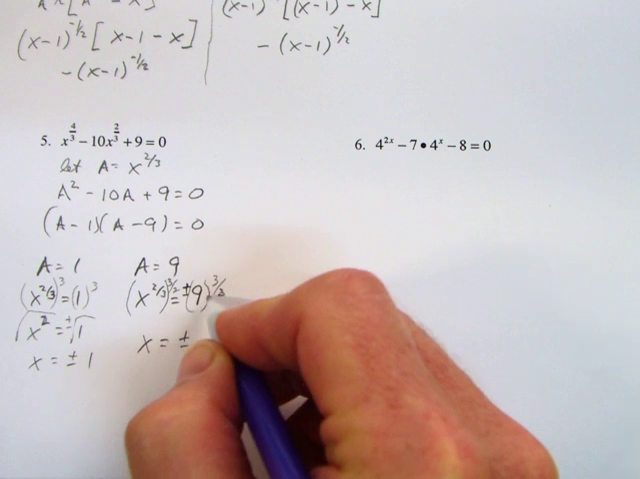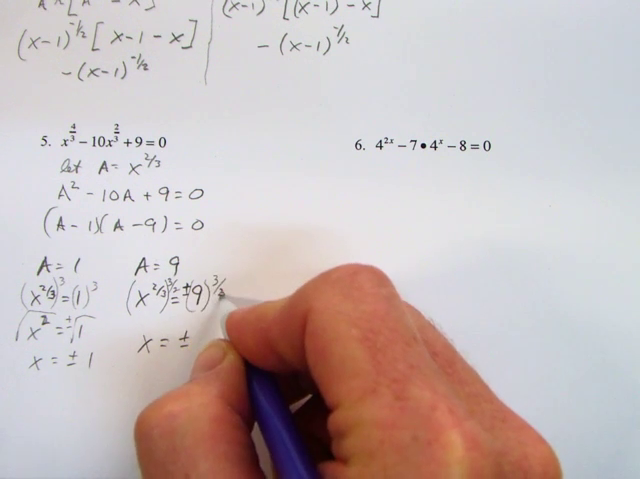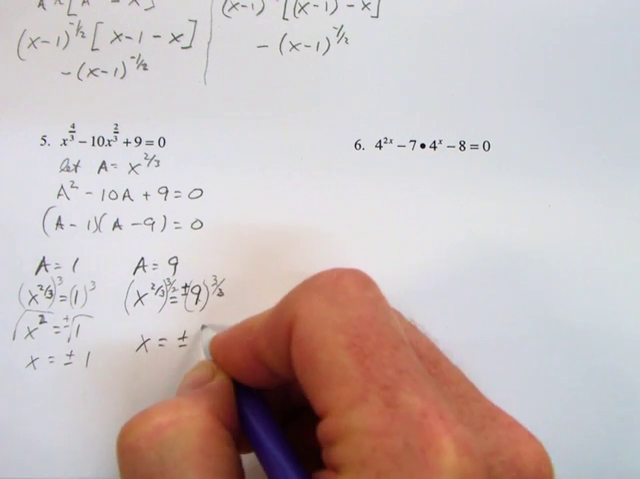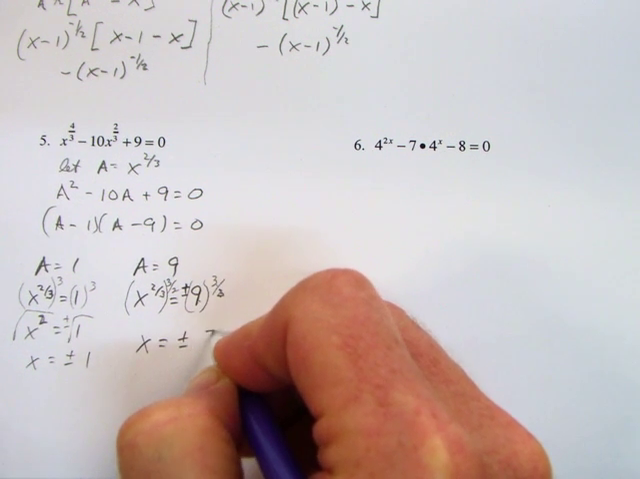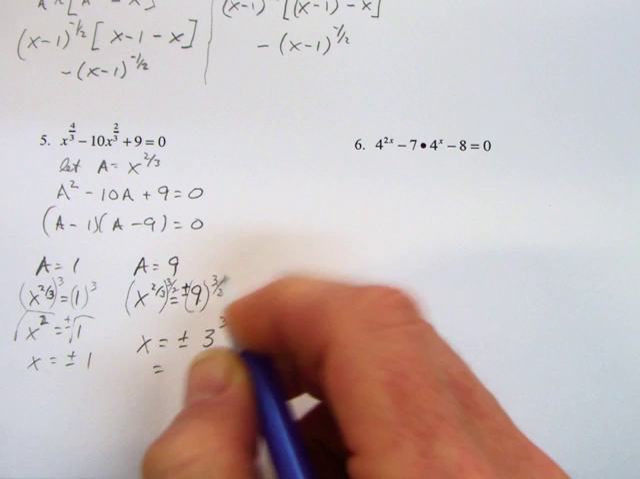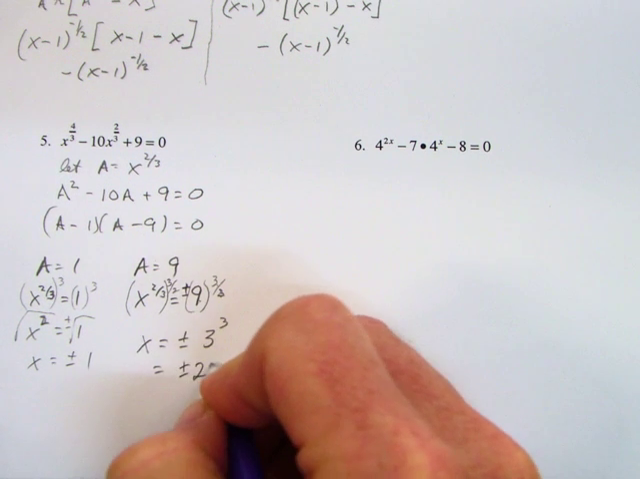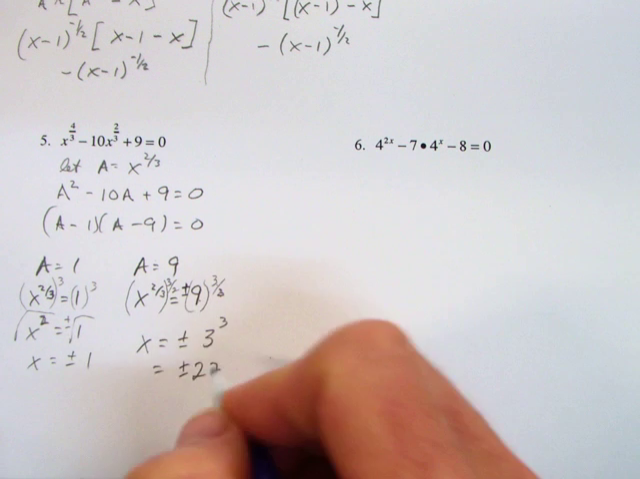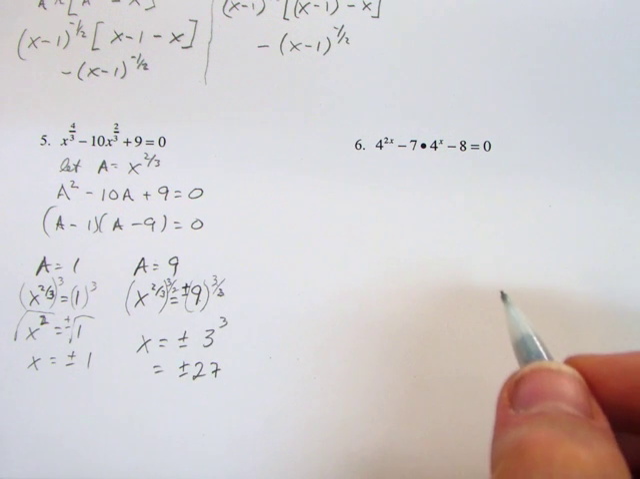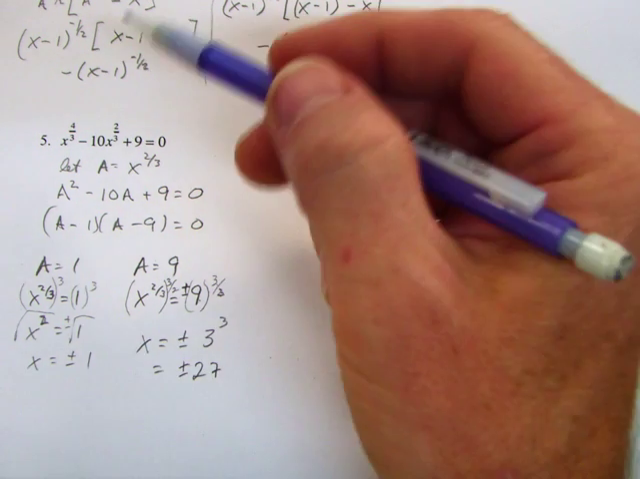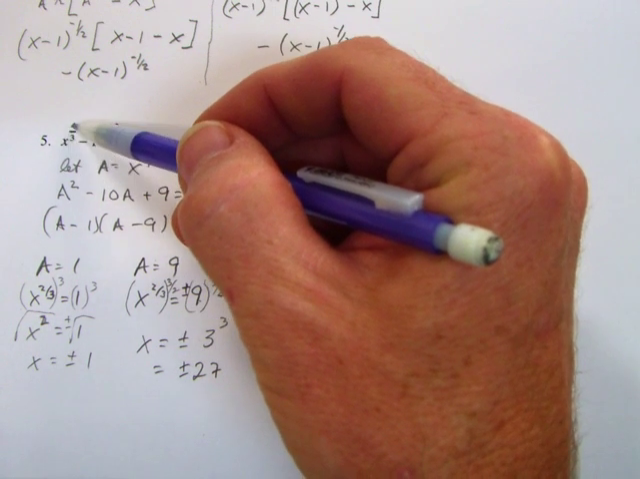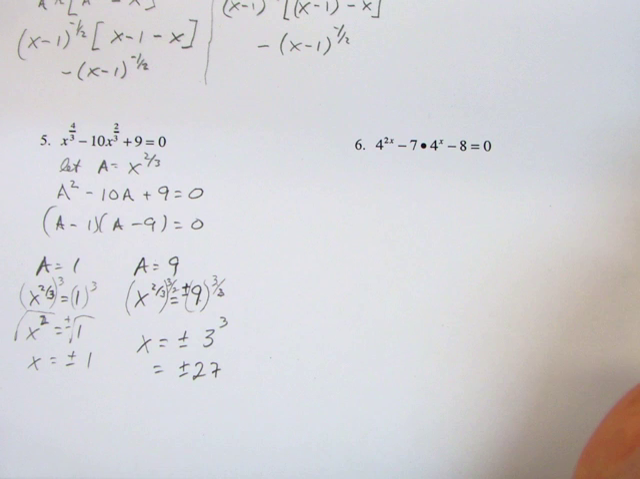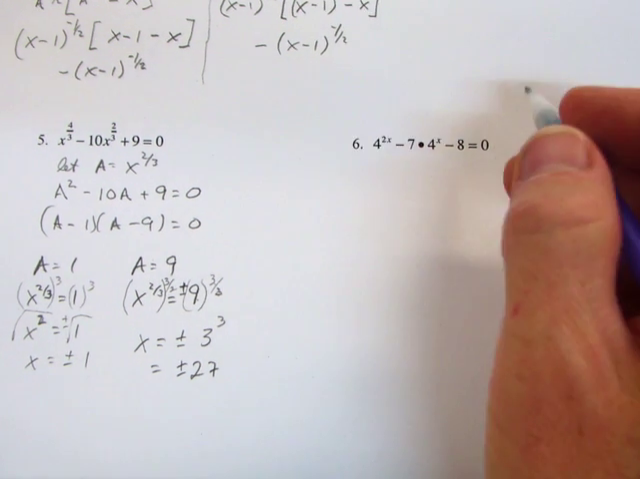Now, we could do this in any order. We could say 9 cubed and then square root, or we could say the square root of 9 and then cube it. I'd vote for the square root of 9, which is 3, and then cubed. So we get plus or minus 27. So there are 4 answers to this problem. It's not always easy to see that, but really you could think of this as just x to the 4th, and that could make sense that we would have 4 answers.